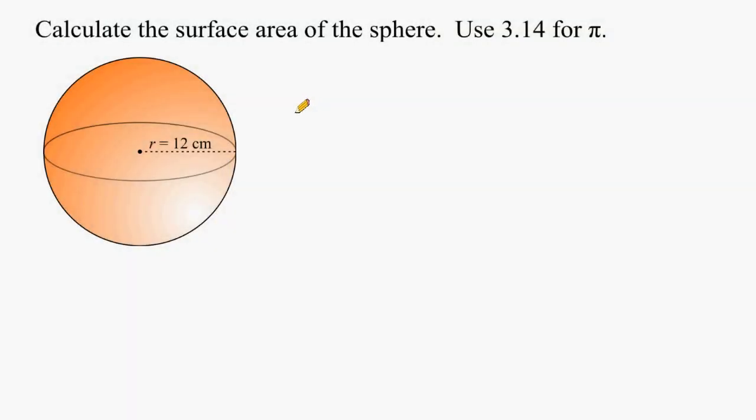Hey, this is Mr. Masonette, and in this tutorial, what we're going to do is practice finding the surface area of a sphere using 3.14 for pi. Now, the formula that will allow us to find the surface area of a sphere is 4 multiplied by pi times radius to the second power.